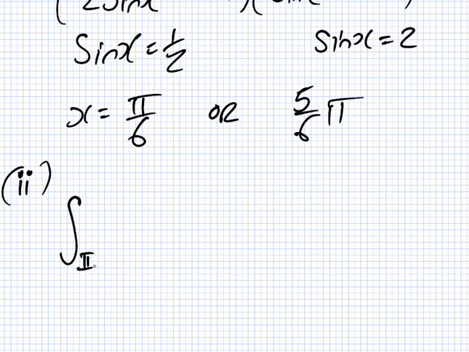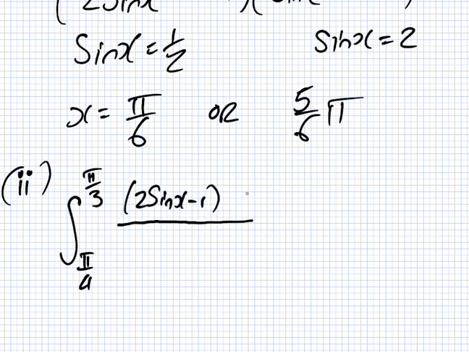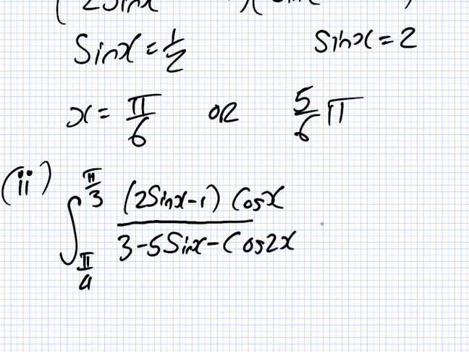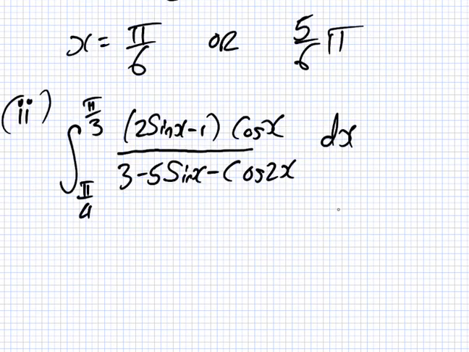Integrate from pi over 4 to pi over 3, 2 sine x minus 1 cos x over 3 minus 5 sine x minus cos 2x dx. Actually show it equals that. Any ideas on what I should do here to simplify this integration? It's impossible to integrate this. Any ideas on what to do?